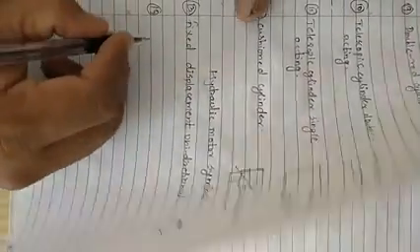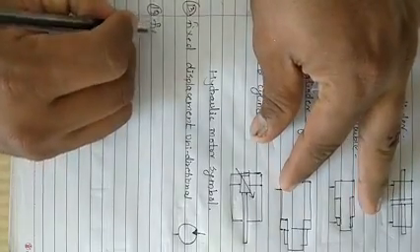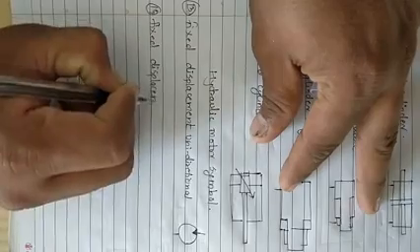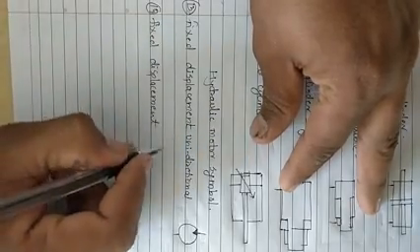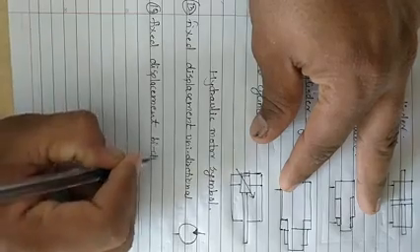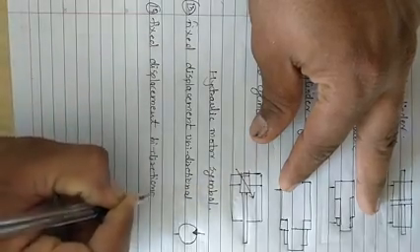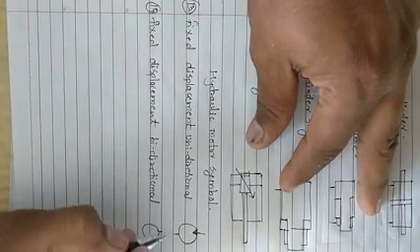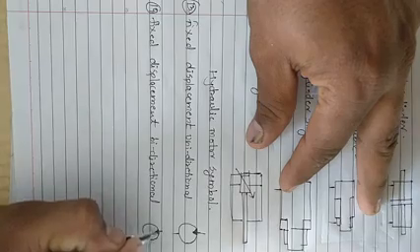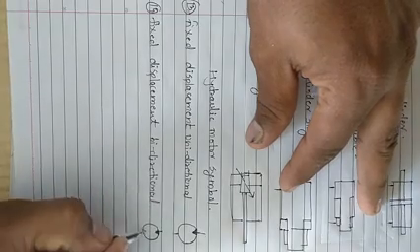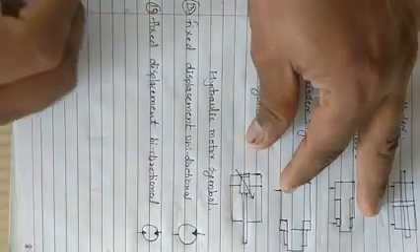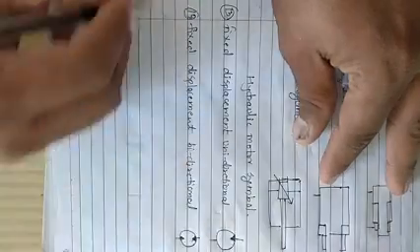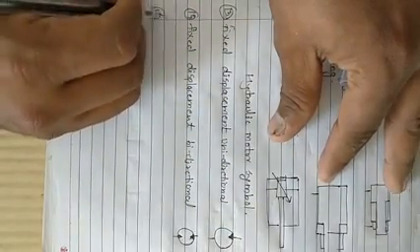then there is fixed displacement. Then there is fixed displacement bidirectional. Okay, bidirectional means it has two directions of flow, clockwise and anti-clockwise.